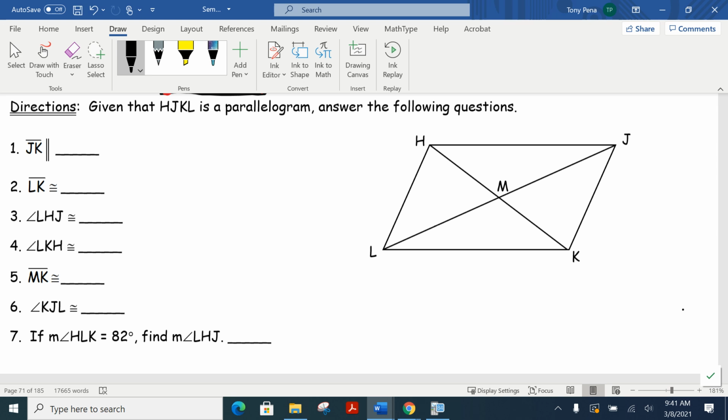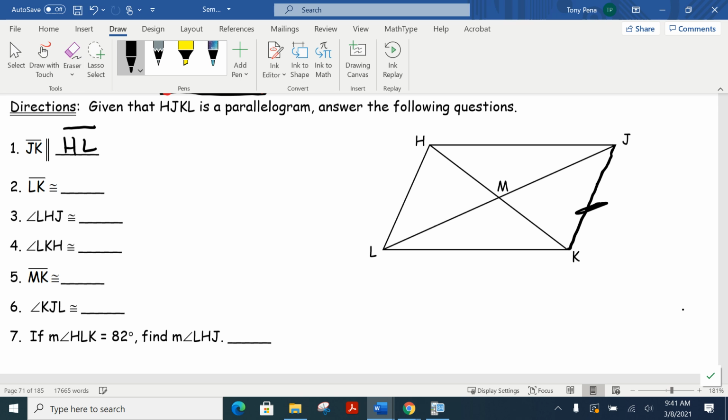All right, I guess people to call on in here. All right, Cam, what do you got, Cam? Segment JK. So where's JK? So here's JK is parallel to what segment? Good. Segment HL, make sure you put the correct little notation over the top, a line with no arrows on it. 2, L, so let's mark that then as well.